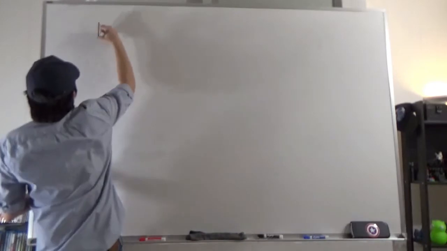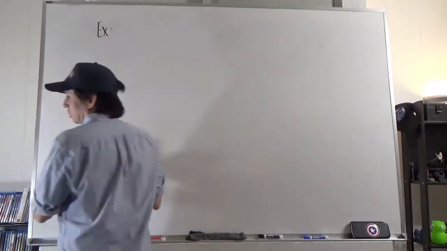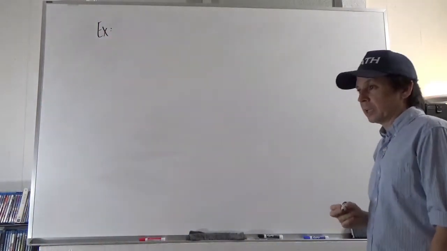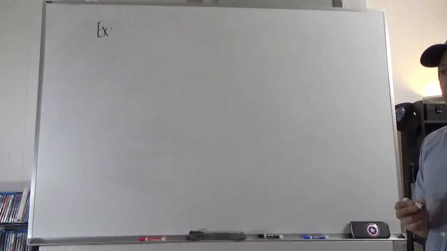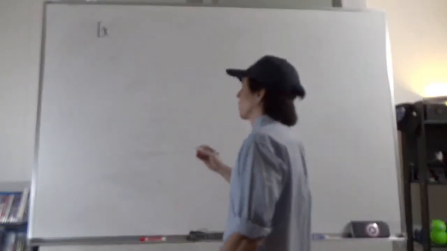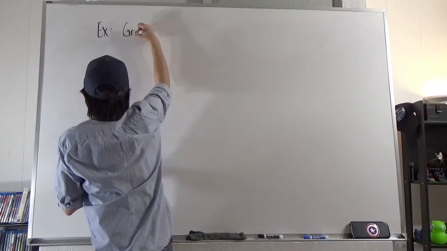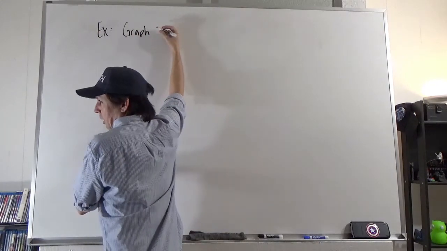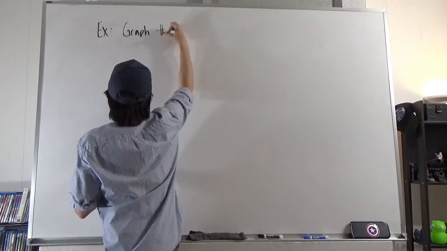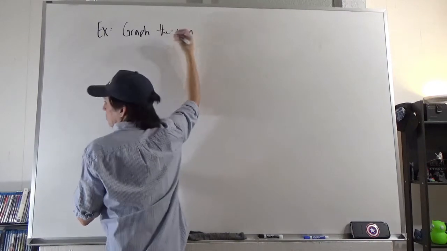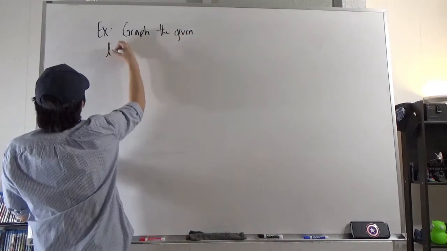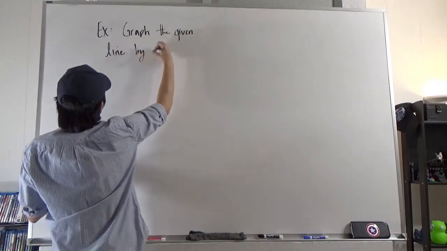Okay, next we're going to start graphing lines. And we'll do it similar to the way I did it at the beginning, where we're going to just plot some points, to get some points that satisfy the equation. So this is one of the more basic ways to graph any equation, not just lines. Graph the given line by plotting points.